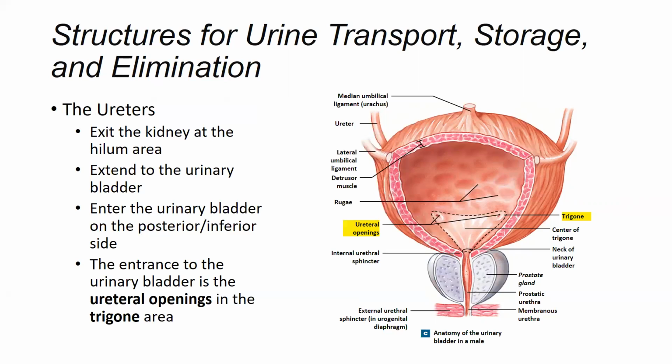They enter the bladder at the posterior inferior side, so basically the underside or the base of the bladder. And this is really important for creating that one-way valve that I talked about. If they were entering the bladder on top, there would be a clear opening where, if the bladder was full, you would have urine going back into the ureters, right? You don't have that because of the one-way valve that's formed as the ureters open into the underside of the bladder. So that prevents any urine from flowing back into the ureters.